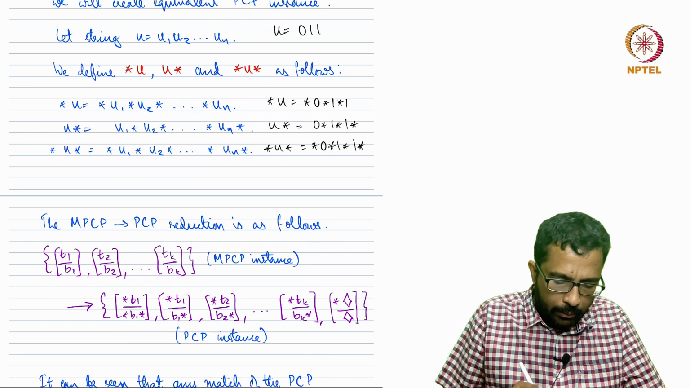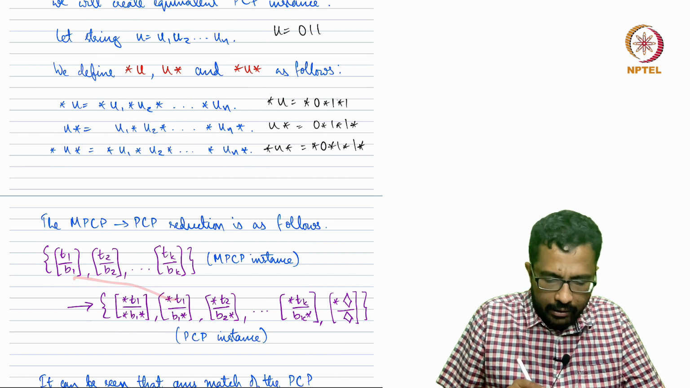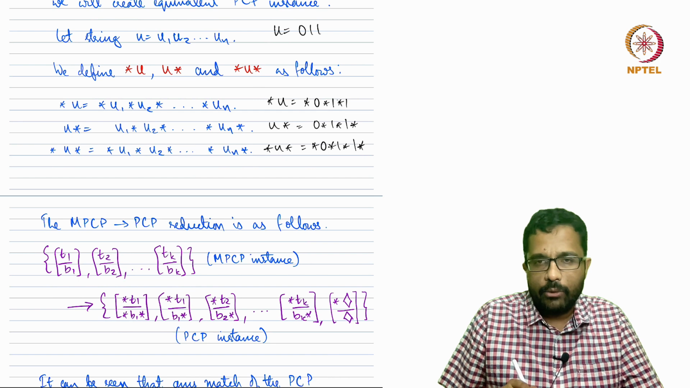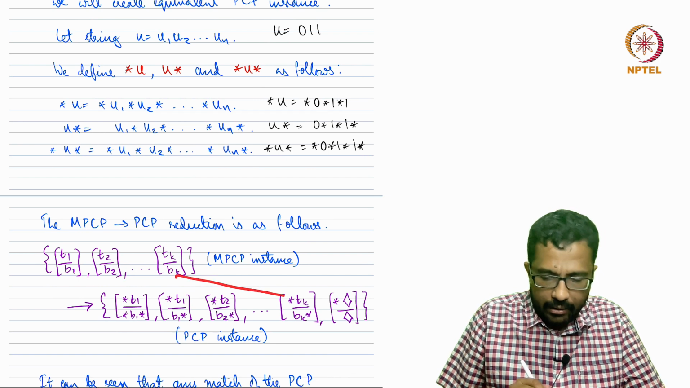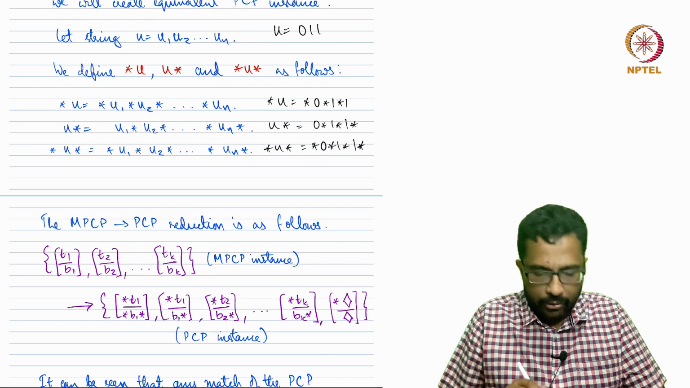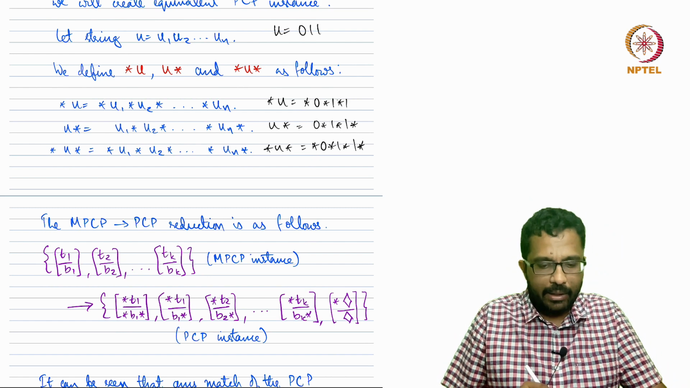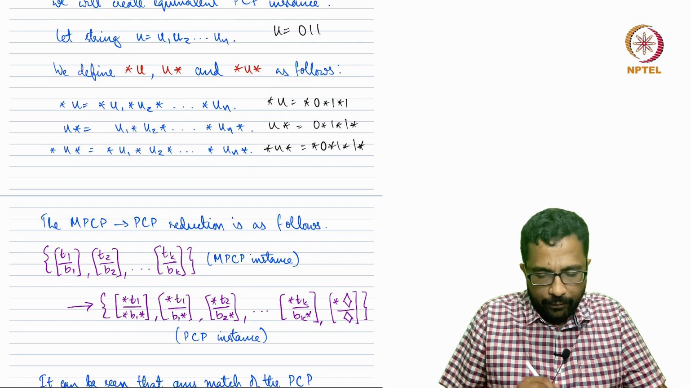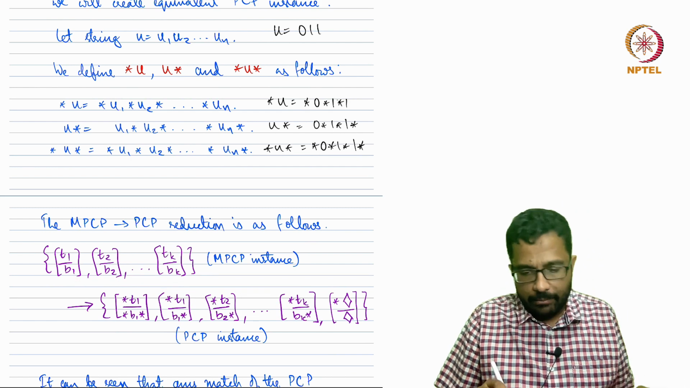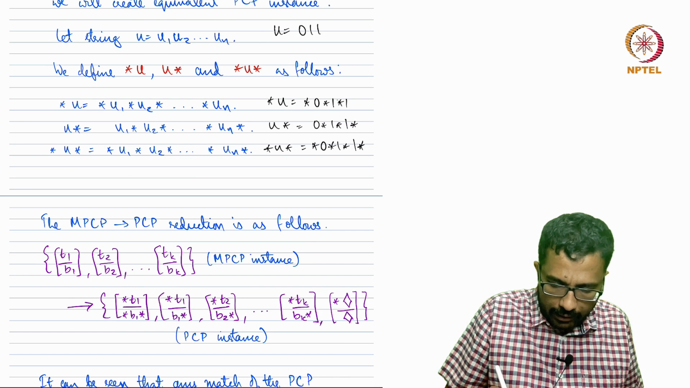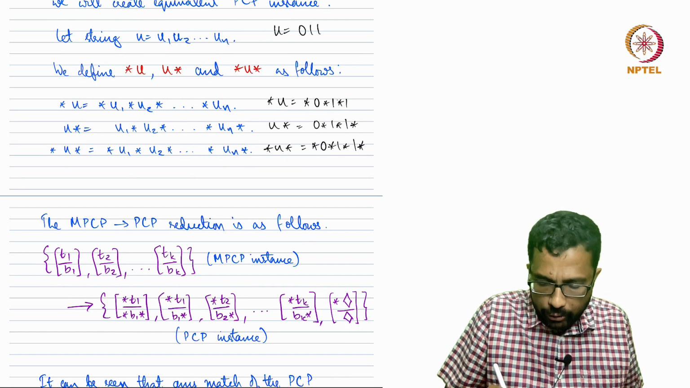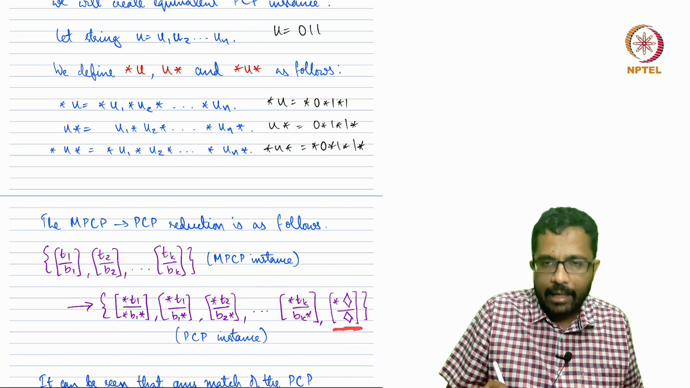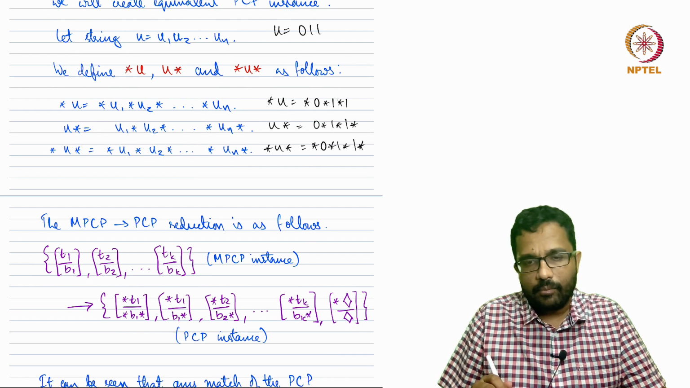So let's see what the transformation is. T1 by B1 becomes star T1 by B1 star. T2 by B2 becomes star T2 by B2 star. So there is a star at the beginning, star at the end. Tk by Bk becomes star Tk by Bk star. This transformation is made for everybody. And finally we add one more new symbol, a diamond, to get a new domino which is star diamond by diamond.